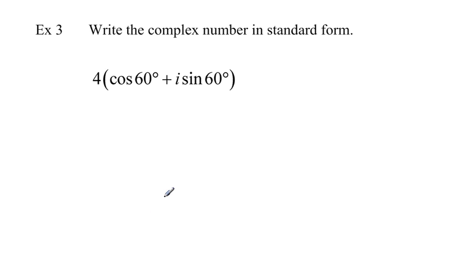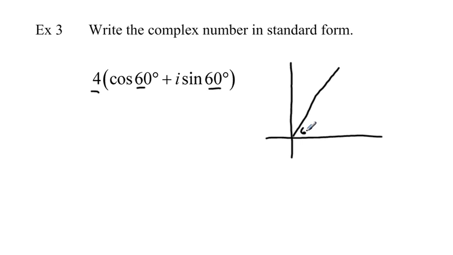Okay, so let's go the other way now. Now it's a complex number in polar form, and let's write it in standard form. So let me draw it first. I'll put a set of axes. This means the point that's 4 units from the origin at an angle of 60 degrees. So at 60 degrees, I've got a point 4 units away.